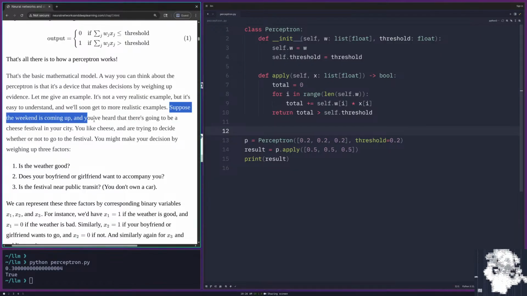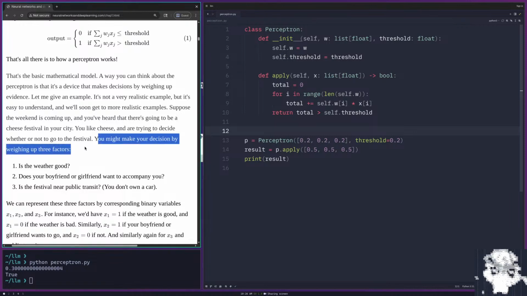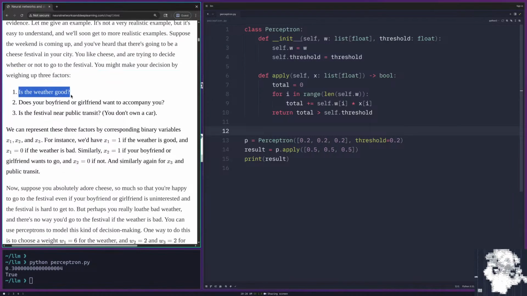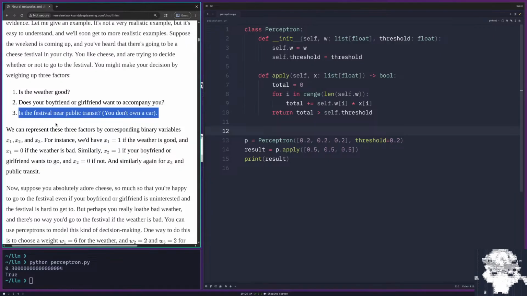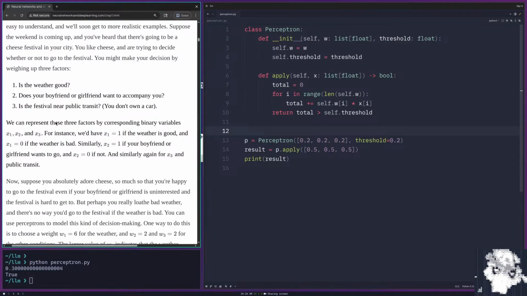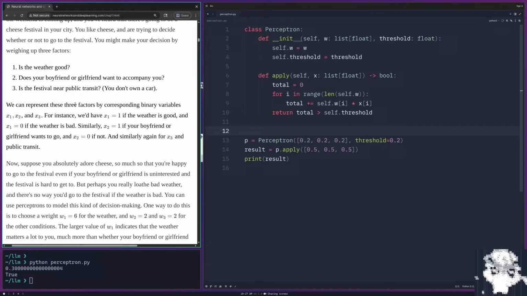Suppose the weekend is coming up and you've heard that there's going to be a cheese festival in your city. You like cheese and are trying to decide whether or not to go to the festival. You might make your decision by weighing up 3 factors. Is the weather good? Does your boyfriend or girlfriend want to accompany you? Is the festival near public transit? You don't own a car. We can represent these 3 factors by corresponding binary variables x1, x2, x3. For instance, we'd have x1 equals 1 if the weather is good.